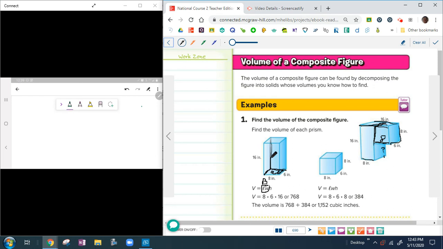All right, so the overall gist, the overall summary: break it up, find the volume of each individual shape, then add those volumes up to get the volume of the composite figure. Whew, it's going to take some practice.